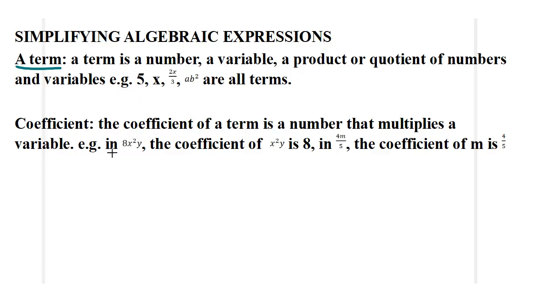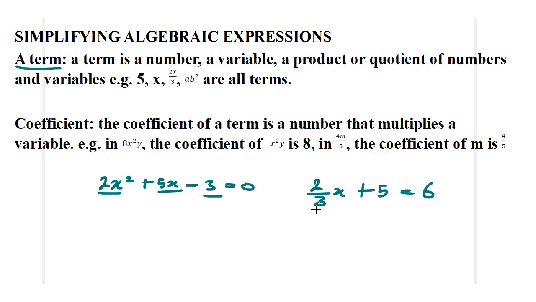For example, if you have 2x squared plus 5x minus 3 is equal to 0. This 2x squared is a term in this particular quadratic equation. 5x is a term, minus 3 is also a term. If you have, let's say, 2 over 3x plus 5 is equal to 6, each of these are terms. So they are actually variables or combination of variables and numbers that are present in an algebraic expression or equation.